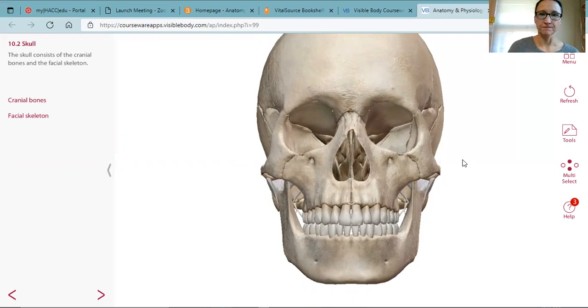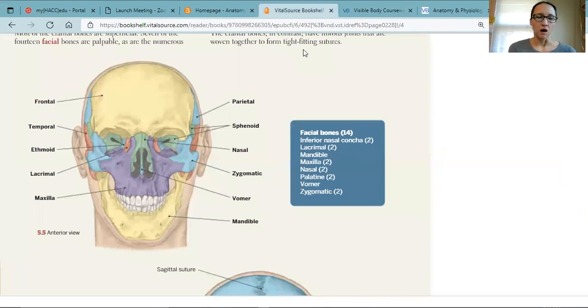The nasal conchae, they serve a specific purpose within the nasal cavity. They're covered by membrane, as everything in the nasal cavity is, and they help to warm and moisten incoming air, so inspired air. Whenever you breathe in through your nose, air gets caught in the little nasal conchae and it is warmed and moistened before it hits your lungs. So they're basically little nose humidifiers, which I think is really cool.